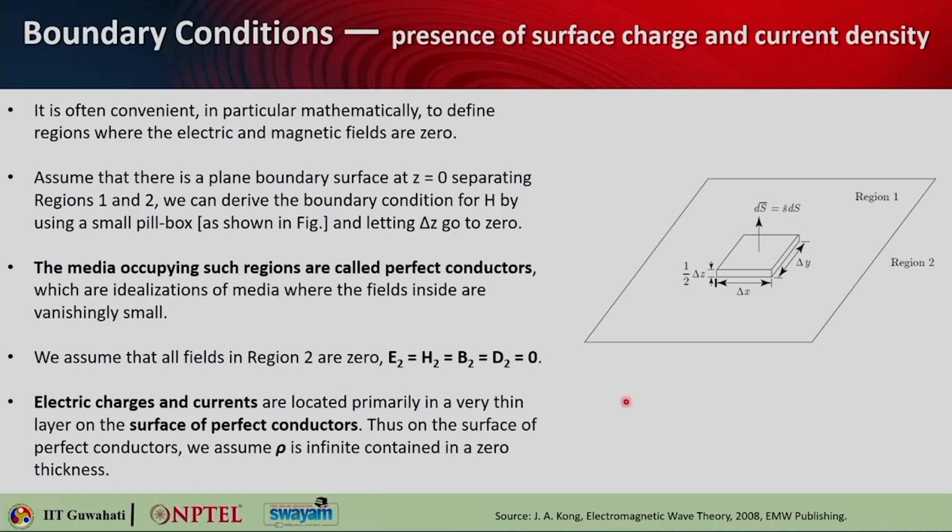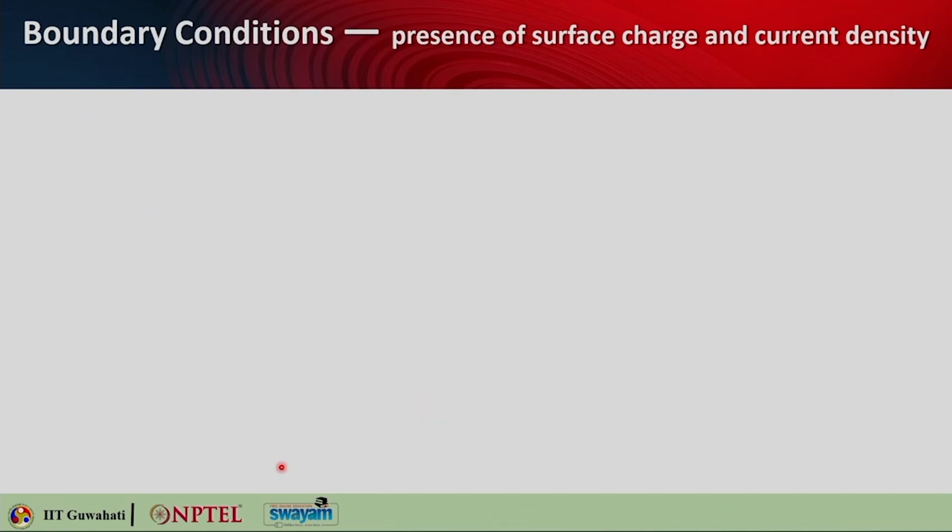Now the electric charges and the currents are primarily located on the thin layer on the surface of the perfect conductors. Thus on the surface of the conductors we can assume that rho is basically infinite, contained in a 0 thickness, because we will make this thickness almost 0, so your charge density can go to infinite. So you can also write that the surface charge density rho s can be defined under the limit when z tends to 0 as rho times delta z, and the unit will be coulomb per meter square.